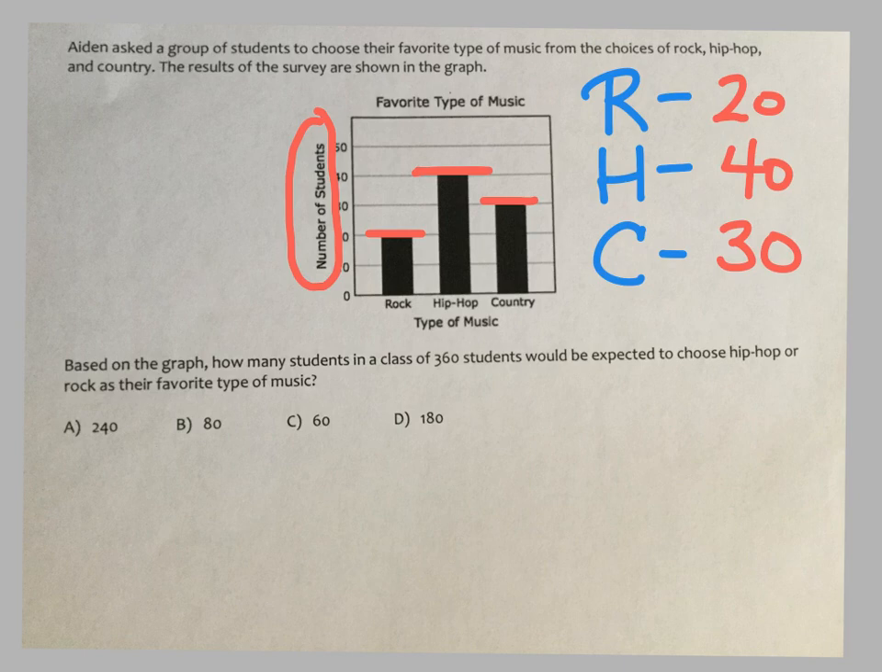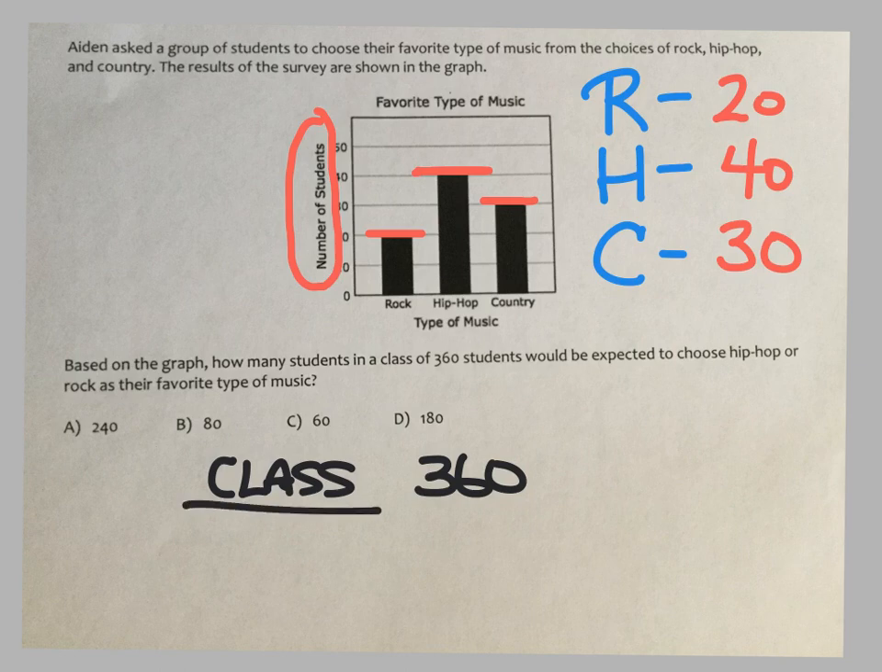Based on the graph, how many students in a class of 360 students would be expected to choose hip-hop or rock as their favorite type of music? Well, first, the entire class would be 360 students. And the number who would choose hip-hop or rock is what we'd have to find out. Hip-hop or rock.